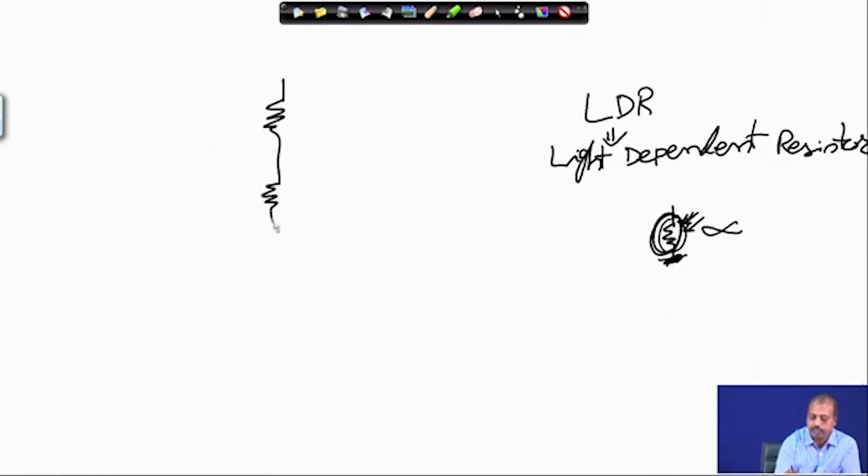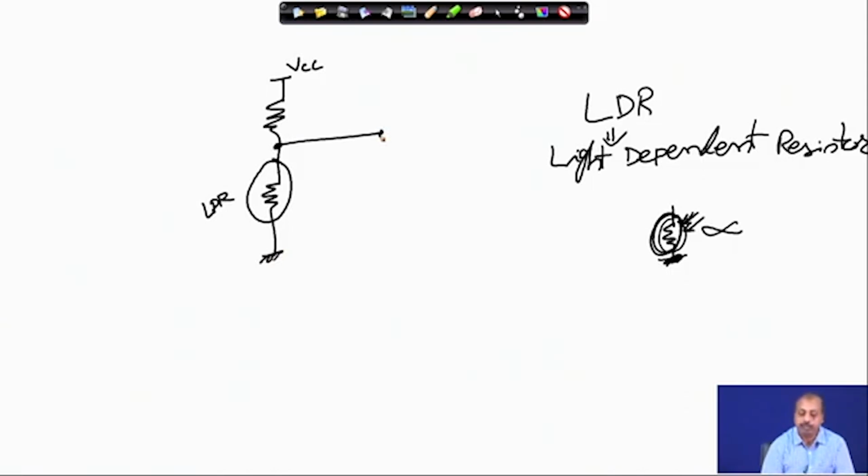You put a current limiting resistance, and this is the LDR. This is connected to some supply voltage VCC, this end is grounded, and from this point I am getting the output value. Then what will happen is that when light is not there, the resistance is very high. So you will get a voltage here almost equal to VCC, as there will be very little current flowing through this device.